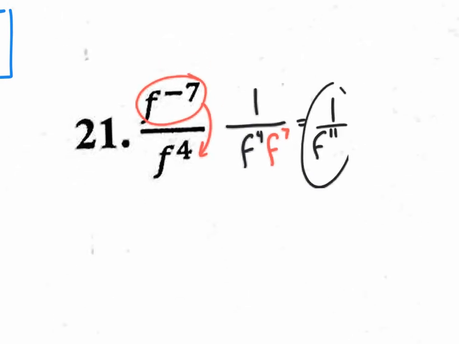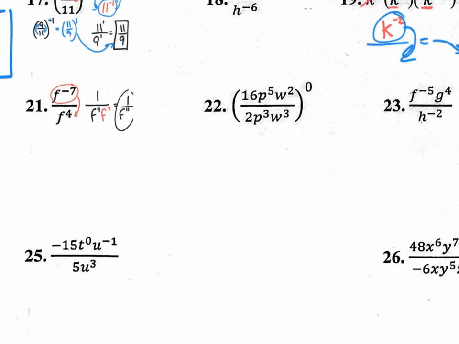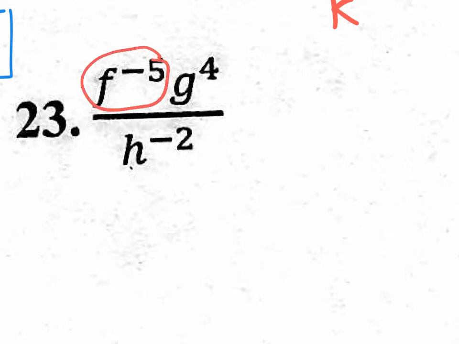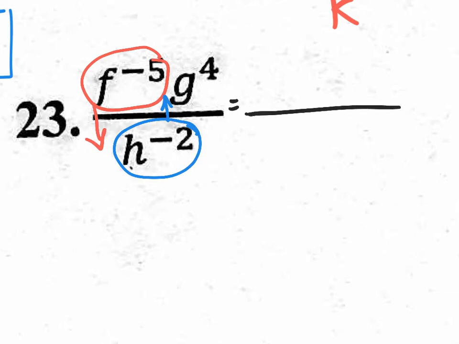Number 23. Of course, they get more fun as we go. Negative exponents, let's move them to the other side. I want to take this f to the negative 5, and I want to bring it down here. I want to take this h to the negative 2. Does h come before g or after g in the alphabet? Before. So I want to take that h and write it before the g. Make sense? So let me start my answer by rewriting the fraction.